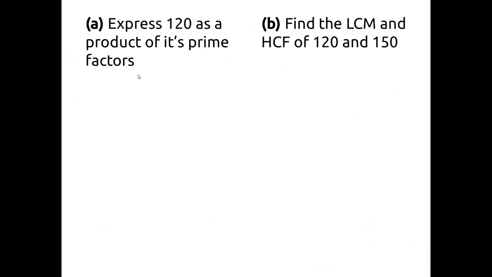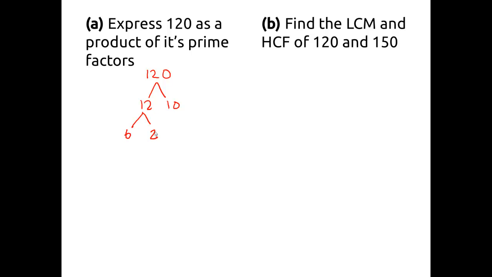One of the basic things you must be able to do in this topic is to be able to write any number as a product of its prime factors. I'm going to use the factor tree method in order to do this for 120. 120 is equal to 12 times 10. Neither of these numbers are prime, so I'll carry on.